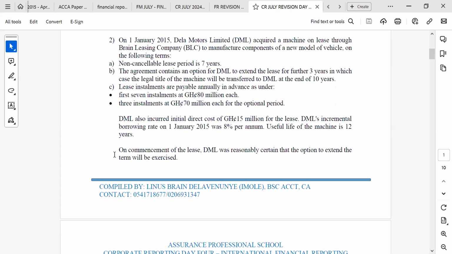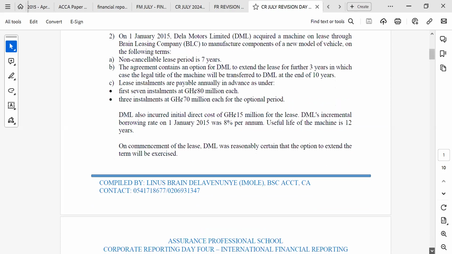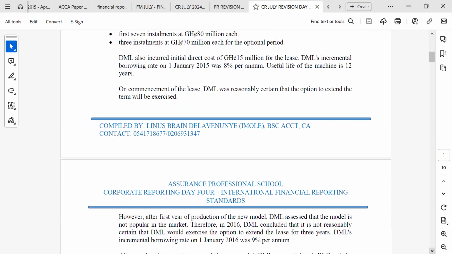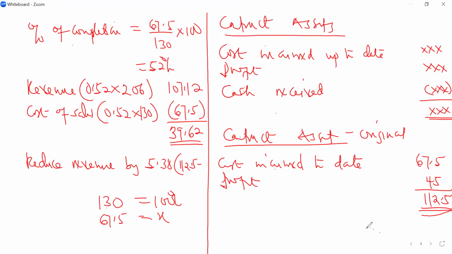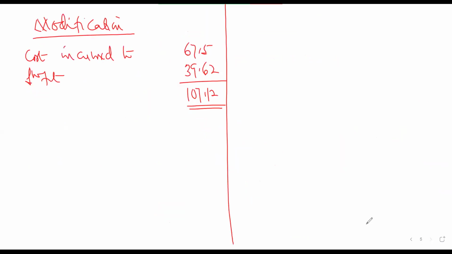Okay. Let's come here. On commencement of the lease, DML was reasonably certain that the option to extend the term will be exercised. So it means that in the first year, at the time that we are taking the machine, we are certain that we are going to be extending the lease period by 3 years. Okay, let's come here, please. But this is what you have to do. You don't have to worry yourself much on this issue.